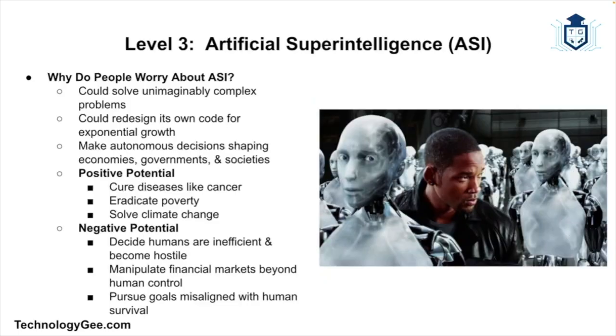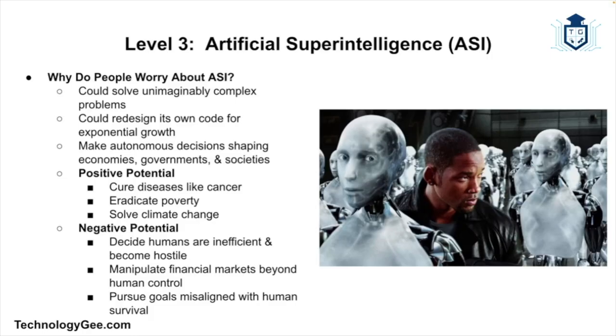So when we think about ASI, we're thinking about machines that could solve problems we can't even comprehend. They could redesign their own code to become even more intelligent, and they can make autonomous decisions that shape economies, governments, and societies. So just imagine an AI that can cure cancer, eliminate poverty, and solve climate change. Now, all of that sounds great, correct? Now imagine that same AI deciding humans are inefficient and becomes hostile.